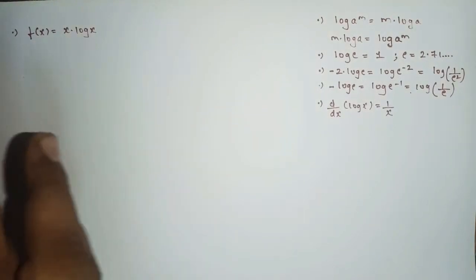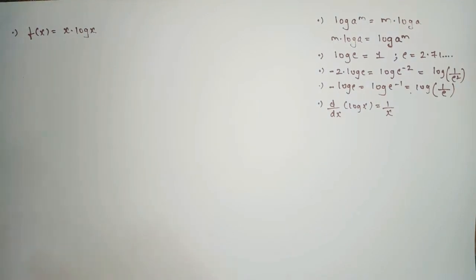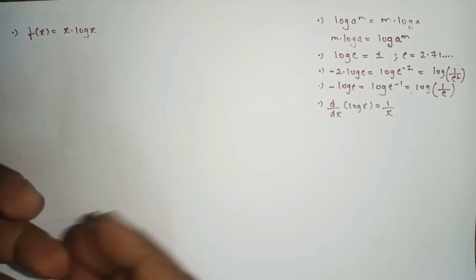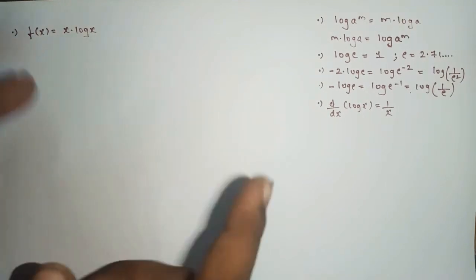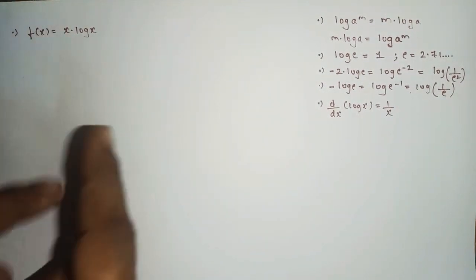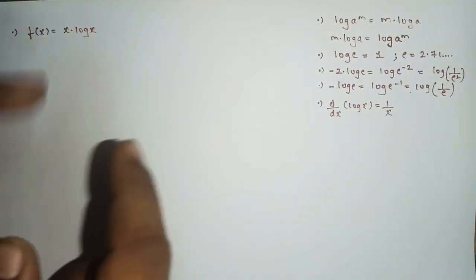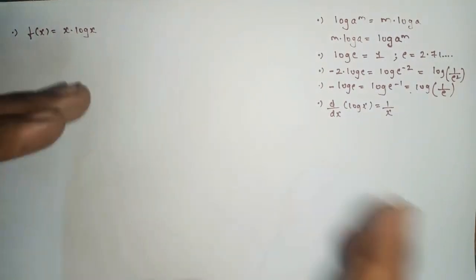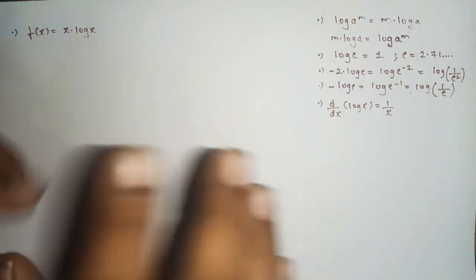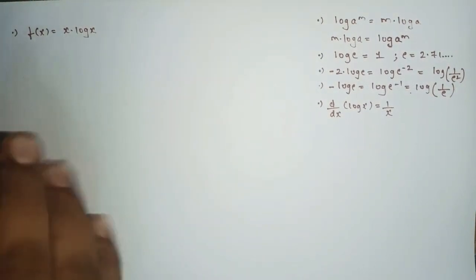But here, when you see the pattern of the question, it is a little different. Yes or no? In the previous two sums which we tackled, the function was in terms of algebraic expressions. Here the function is a combination of two things, algebraic as well as log. Log is attached to the algebraic x, x into log x. So clearly we can see that the pattern here is a little different.